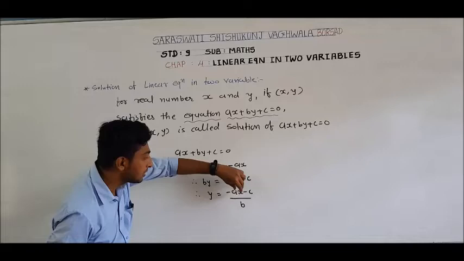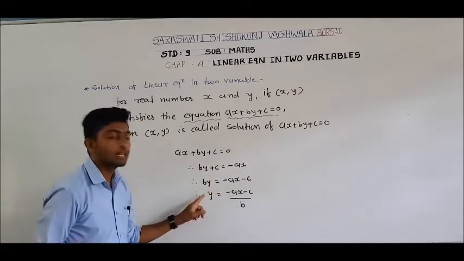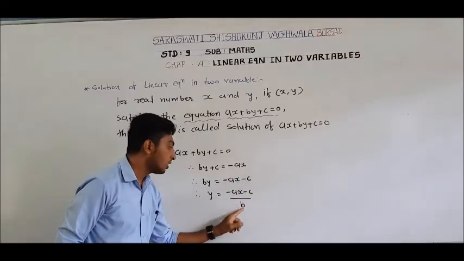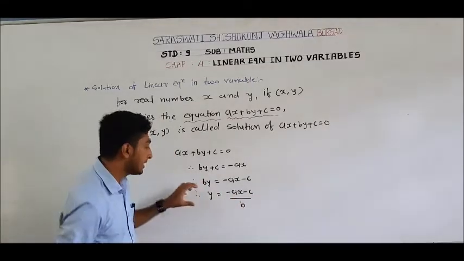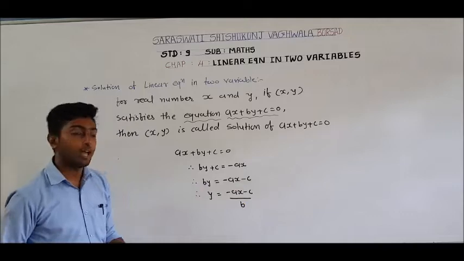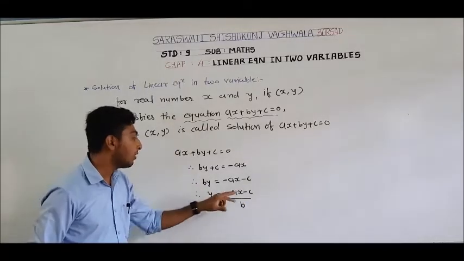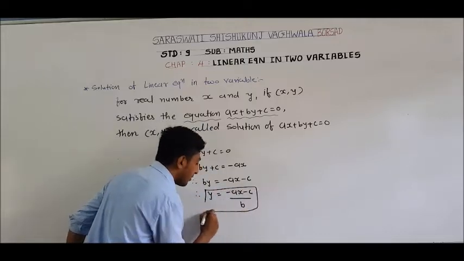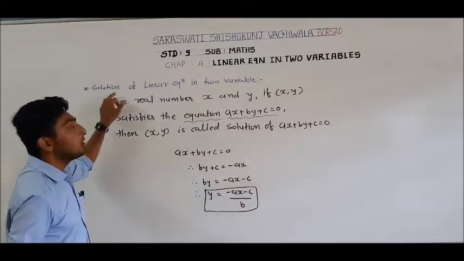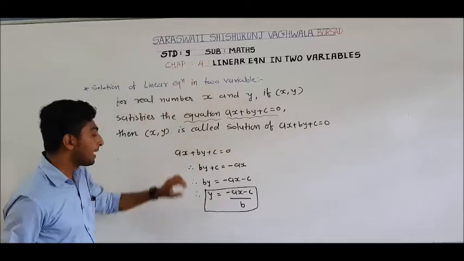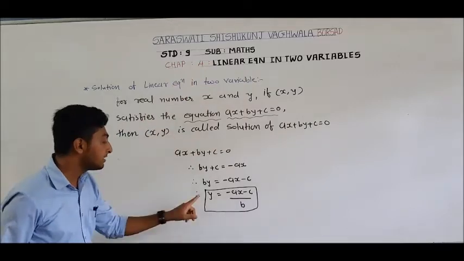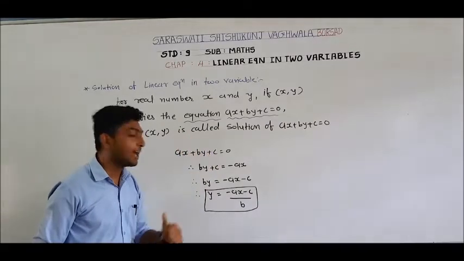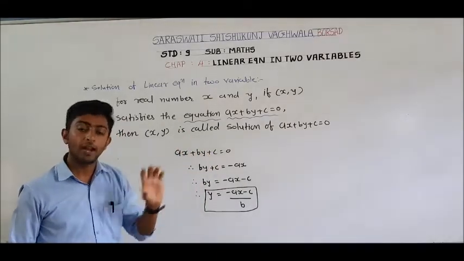If you substitute the value of x, then you will get the value of y. Here a is the coefficient of x, c is the constant and b is also a number. That's why you get the value of y if you substitute the value of x. So this is the standard form. Whenever you have to find the solution of linear equation in two variables, the first step is to find the value of any one variable. You can find x, or you can find the value of y.